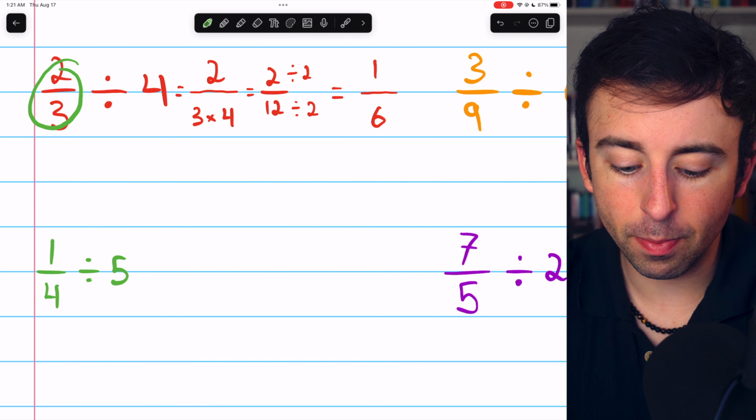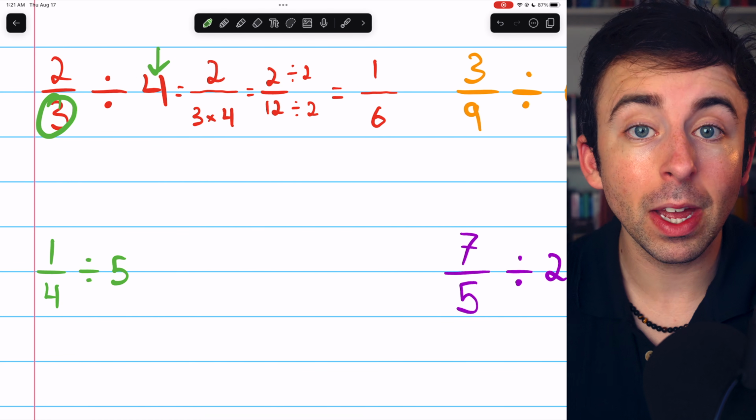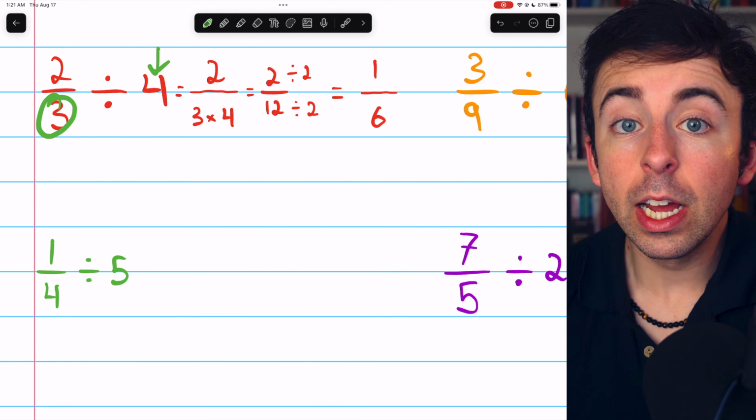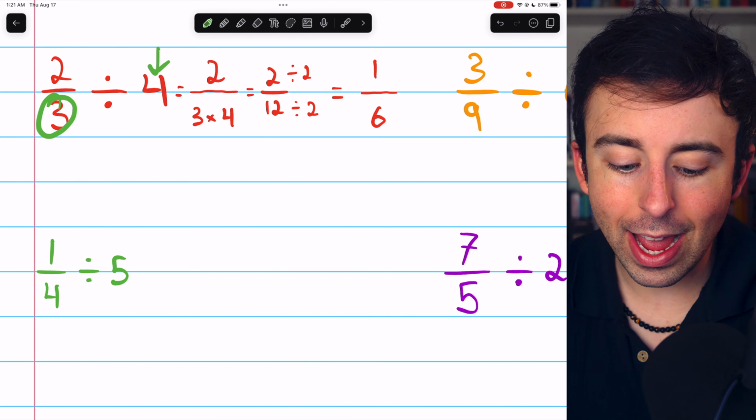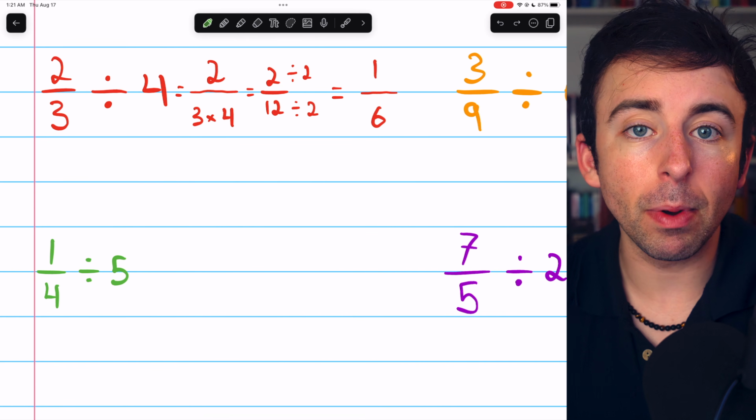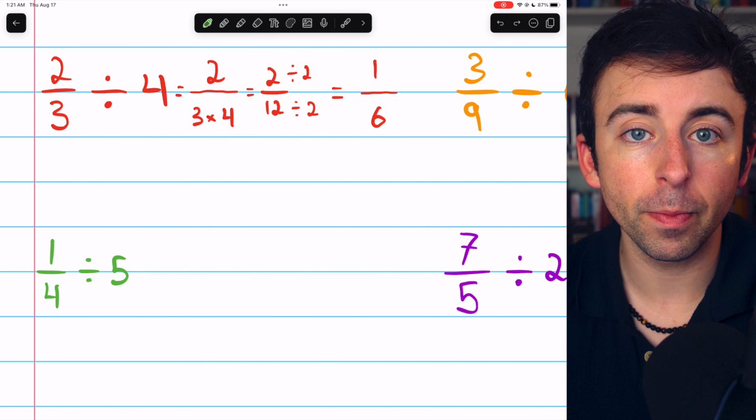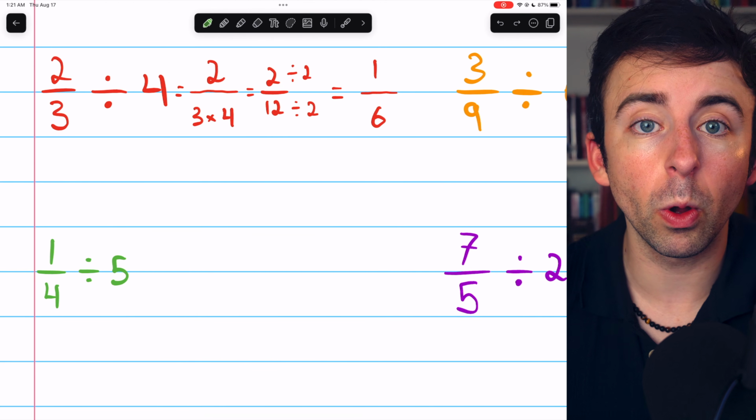To divide a fraction by a whole number, just multiply the denominator by that whole number and then simplify if necessary. There's a couple of ways to think about why it works this way. One thing you might have heard is that dividing by something is the same as multiplying by its reciprocal. This works for fractions and for whole numbers.